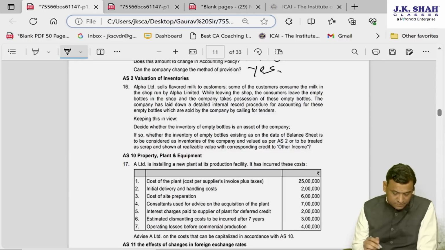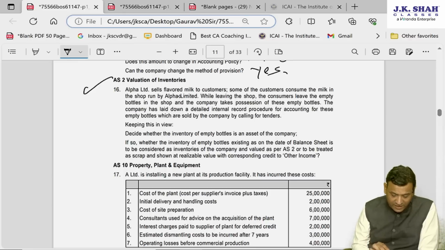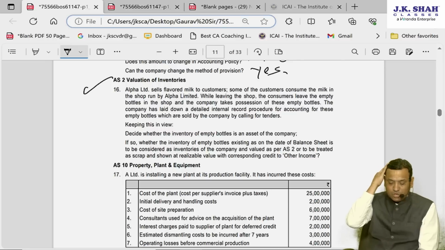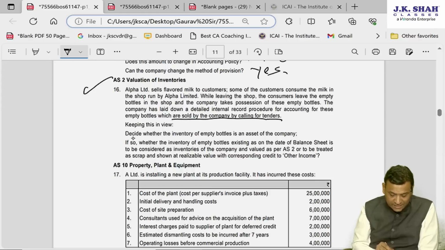Question number 16, that is valuation of inventories. Alpha Limited sells flavored milk to customers. Some of the customers consume the milk in the shop run by Alpha Limited. While leaving the shop, the consumers leave the empty bottles in the shop and the company takes possession of these empty bottles. The company has laid down a detailed internal record procedure for accounting for these empty bottles, which are sold by the company by calling for tenders. Keeping this in view, decide whether the inventory of empty bottles is an asset for the company.